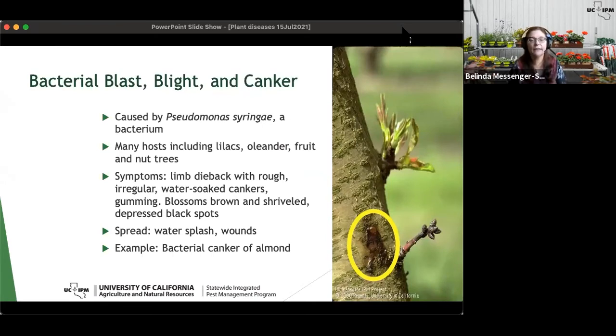Vigorous plants have less trouble with bacterial canker. Fertilize and irrigate properly for good plant growth. If you're planting new trees, look for those on a disease-resistant rootstock. Some lilac species are more resistant to bacterial blight as well. Next slide.